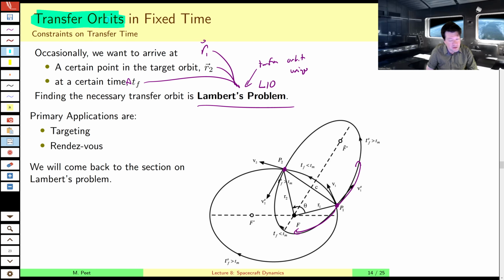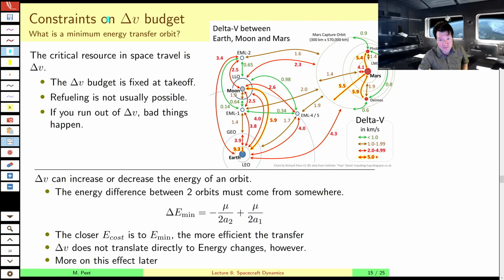If you have energy constraints, however, it's Hohmann, and we'll come back to that very shortly when we consider Hohmann's problem. So at this point, I'm just going to take a quick rest and come back when we talk about Hohmann transfers and energy optimal transfer orbits.